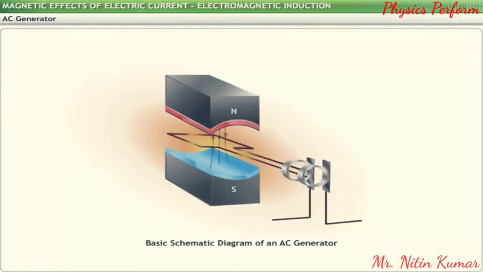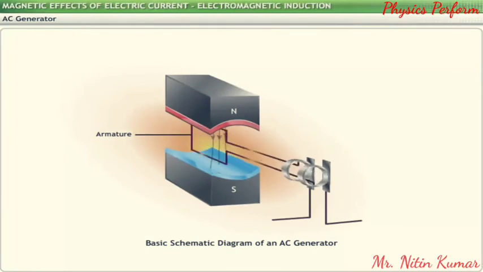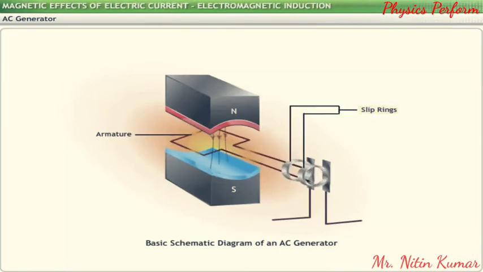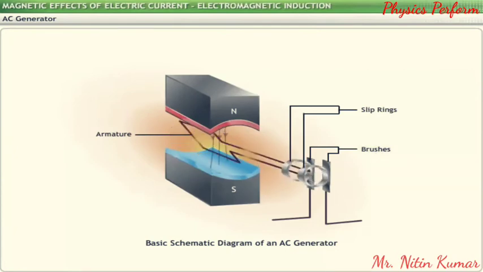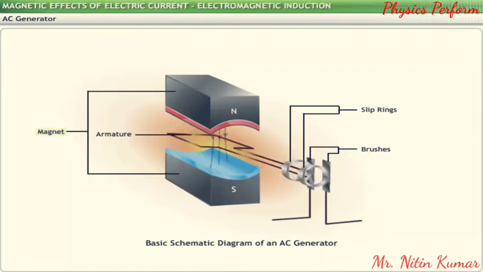An AC generator is made up of four major components: an armature consisting of a laminated soft iron core with copper windings with a large number of turns, two slip rings made of gunmetal, which are connected to the two ends of a coil and rotate with it, brushes to provide electrical contact between the external load and slip rings, and a powerful horseshoe magnet or an electromagnet.